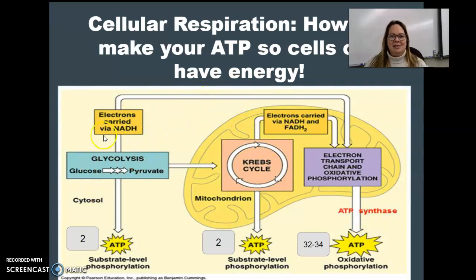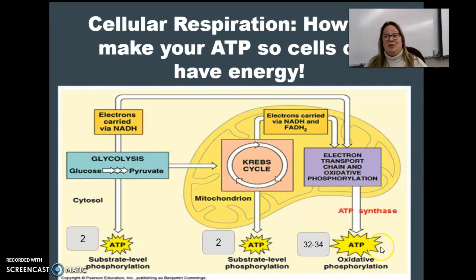So glycolysis in the cytoplasm makes 2 net ATP, and that, as well as the pyruvate and the energy-carrying molecules, will go to the mitochondria, needing oxygen at this point. Glycolysis didn't need it. Going through the Krebs cycle makes a couple more, and the electron transport chain makes a whole bunch of ATP. It's a pretty good, efficient process at making ATP from 1 glucose molecule.